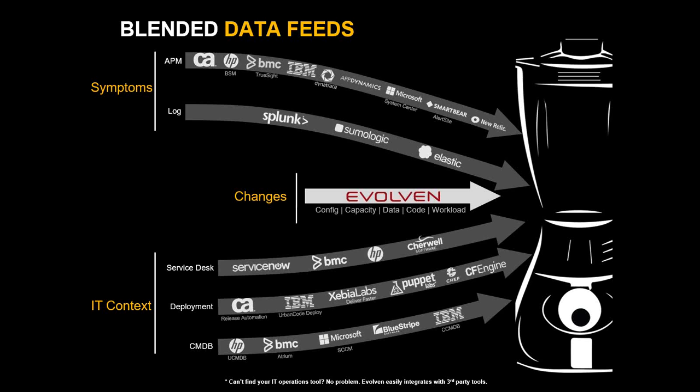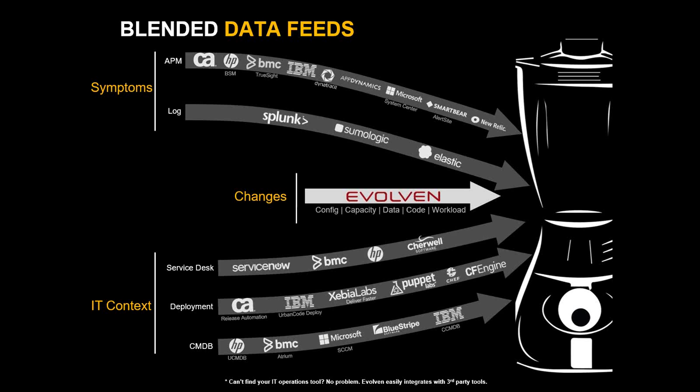So those top parts and bottom parts, those blended events, where are they coming from? Here I've got a view of some of the vendors that we work with. This is not an exhaustive list. And the integration is actually fairly straightforward to put in. So even if we have a new source of information that's not something that we've done before, it should be relatively easy to bring into Evolve.